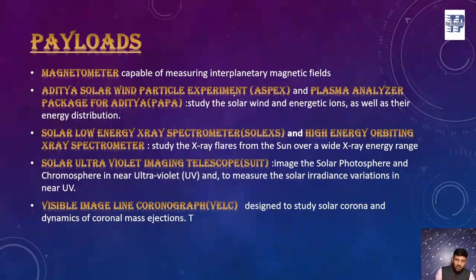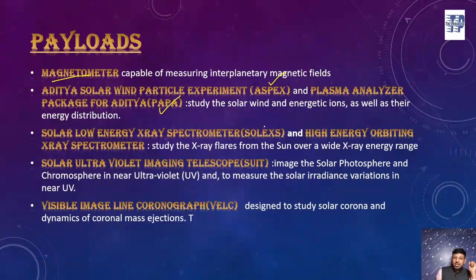An important payload carried by Aditya L1 is the magnetometer. The main role of the magnetometer is to measure the interplanetary magnetic field. You know, Earth has a certain magnetic field and the Sun has some magnetic field. How is this interplanetary magnetic field? This is going to be measured by the magnetometer. Coming to the next, ASPEX and PAPA. I am using the short form. Please look into the slide and make note of this. ASPEX and PAPA are going to study the solar wind and energetic ions, as well as how the energy gets distributed among everything.